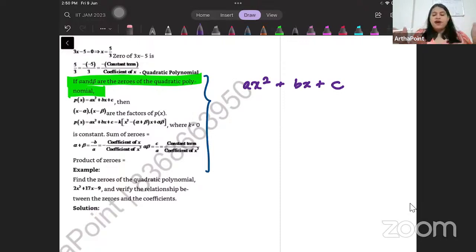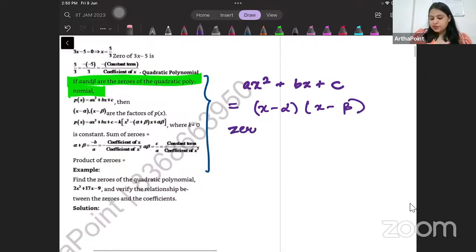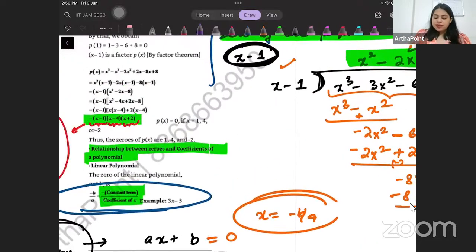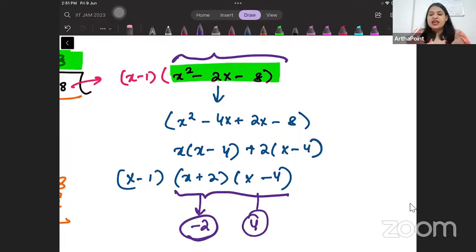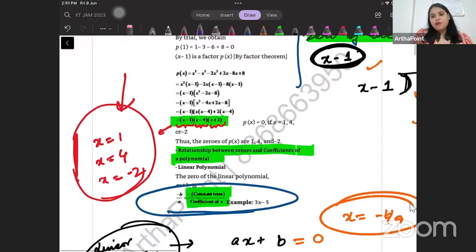ठीक है. जब हमने इस polynomial को factorize किया, when we factorized this polynomial, like we did right now, we got x minus alpha, x minus beta. So the zeros of the polynomial that you got were alpha and beta. जैसे यहाँ पे जब हमने इसको factorize किया, x square minus 2x minus 8 को, we got x plus 2, x minus 4. So the zeros of the polynomial were minus 2 and 4. X की क्या value करे that it becomes 0? What should be the value of x such that this is 0? So it was minus 2 and 4, right?